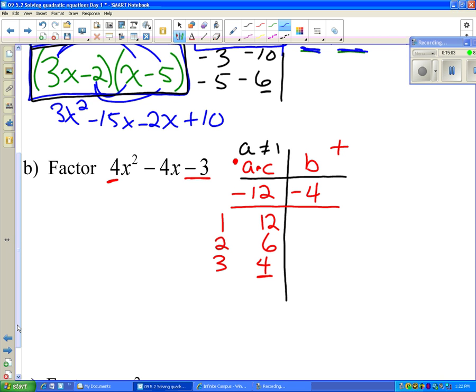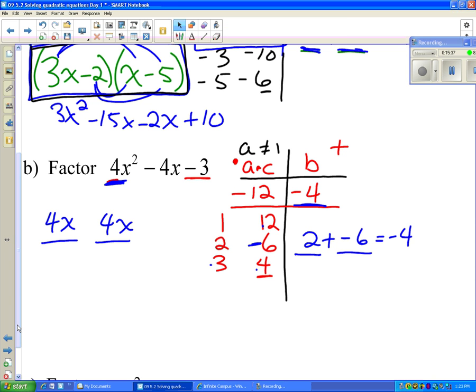Now I want something to add to be a negative 4. 1 and 12 won't work. 3 and 4 won't work. 2 and 6 will give me a negative 4. If the 6 is negative, 2 plus a negative 6 is a negative 4. So there are my two factors, 2 and negative 6. But since this is California method and I have this pesky 4 in the front, I need to do some reducing. So I take that 4 and put it with an x and put them both over my factors, the two factors I came up with, the 2 and the negative 6.